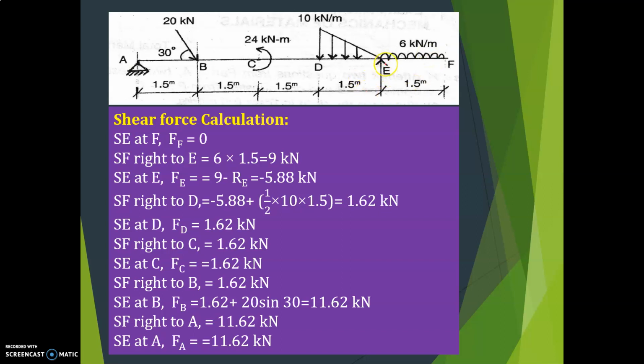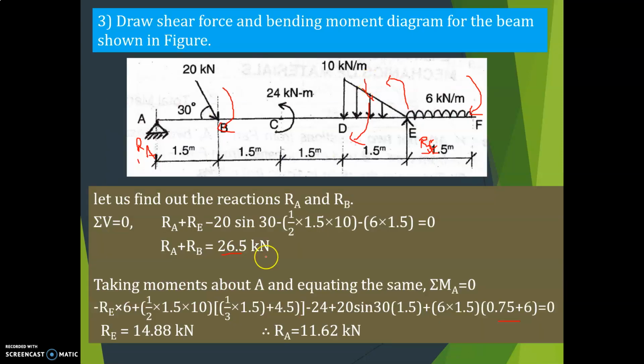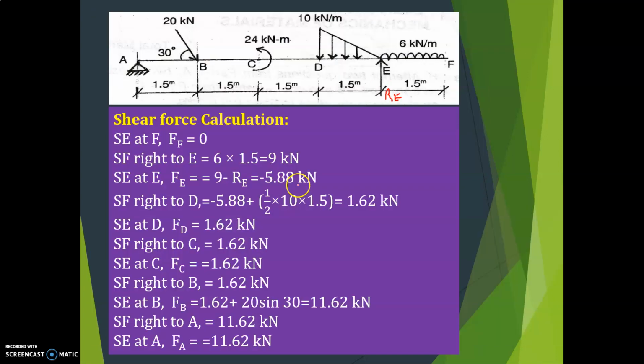Then shear force at E. So here there will be RE. Okay, shear force at E, till here that is 9. So 9 minus RE, because right side upward is negative, so minus RE. So RE is what? RE is equal to 14.88. Substitute that. So you get shear force at E is equal to minus 5.88.